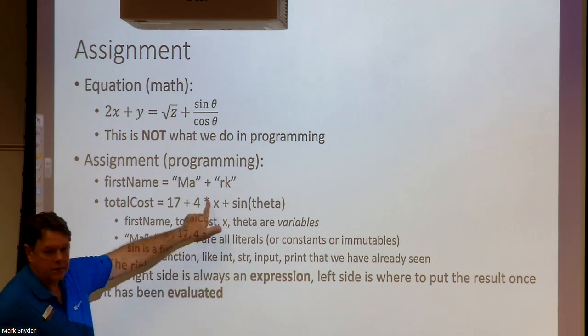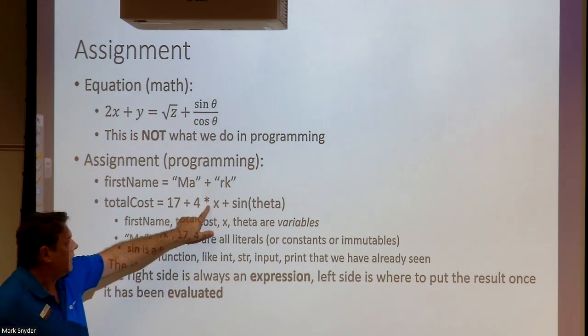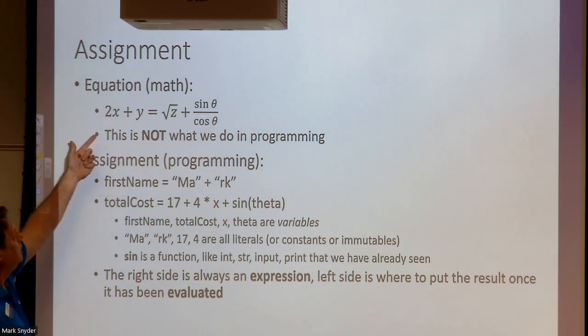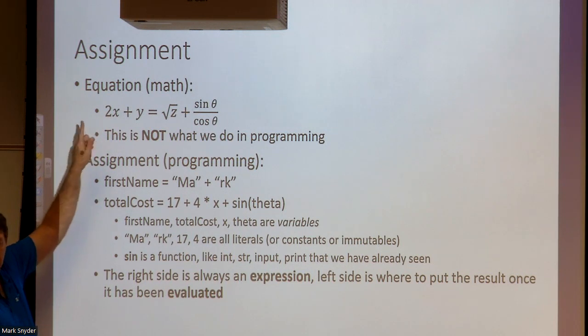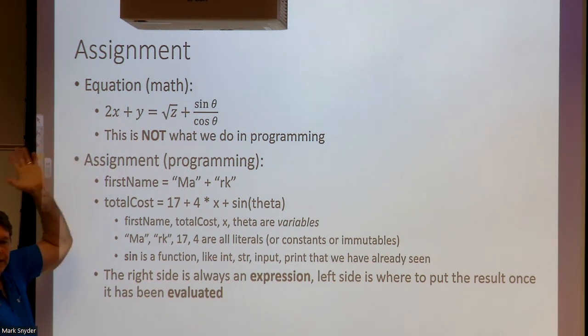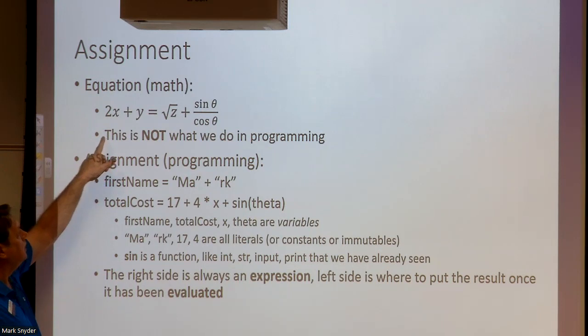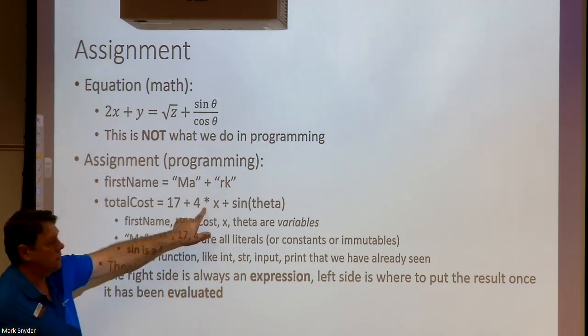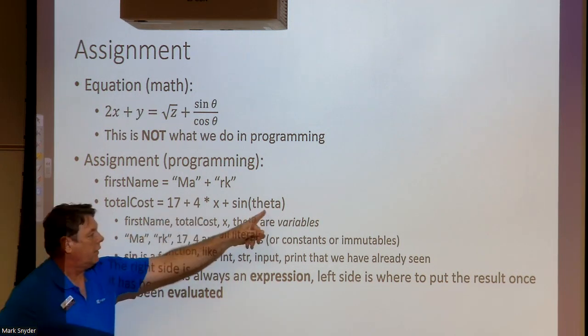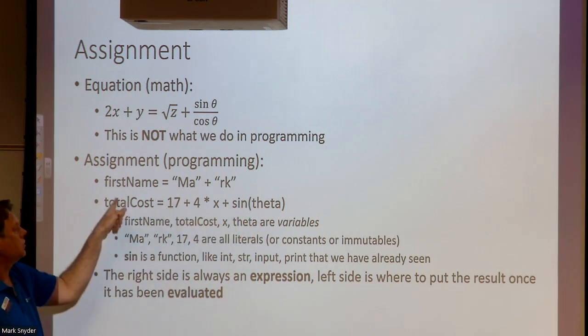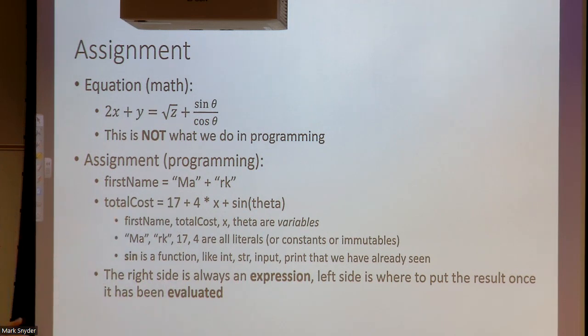4 times x, we know the asterisk means multiply, right? And in math, we just put the two terms next to each other, and that means multiply. Or sometimes you'll see the dot in math. Anybody seen that in math functions? Okay, so that's math, but this is programming. So it's going to evaluate all of this if it can, and it's going to store the result into this variable. It's an assignment.